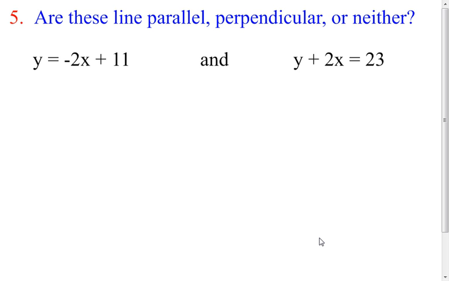You'll notice that the one on the left, y equals negative 2x plus 11, is already in y equals mx plus b form. You need to have these in y equals mx plus b form so that you can determine what the slope of that line is. So in this case, the slope of the line right here, since it's in y equals mx plus b form, I already know is negative 2. On the right, however, it is not in y equals mx plus b form.